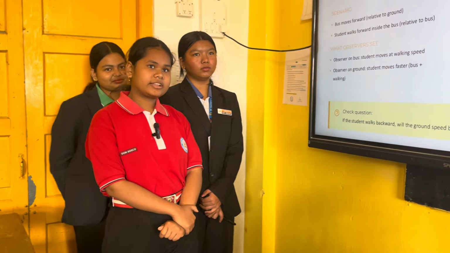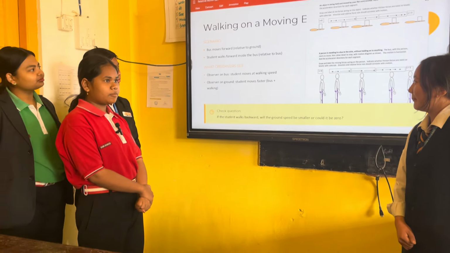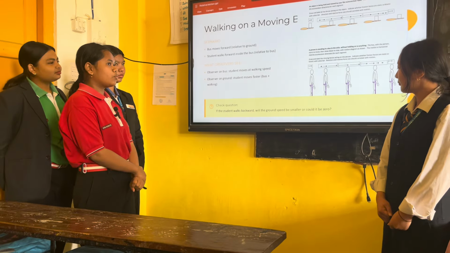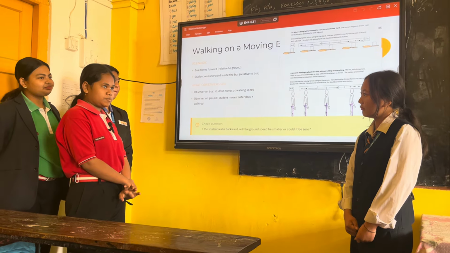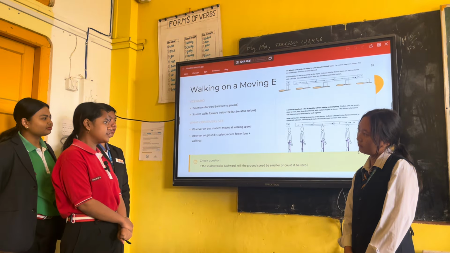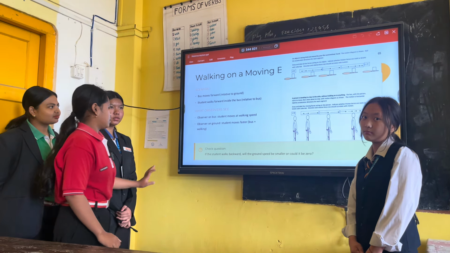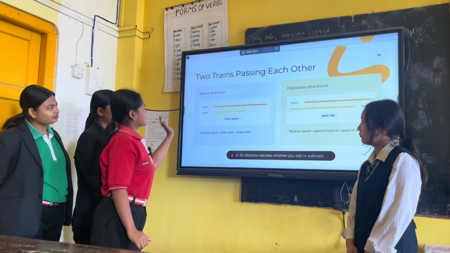The bus moves forward relative to the ground. Students walk forward inside the bus relative to the bus. What does the observer see? An observer on the bus sees the students move at walking speed. An observer on the ground sees the students move faster: bus speed plus walking speed. Now Pragya will explain the rest of the examples.